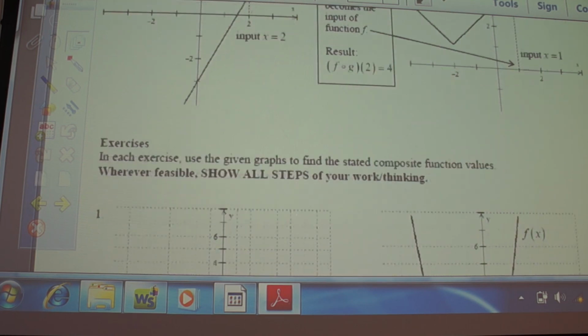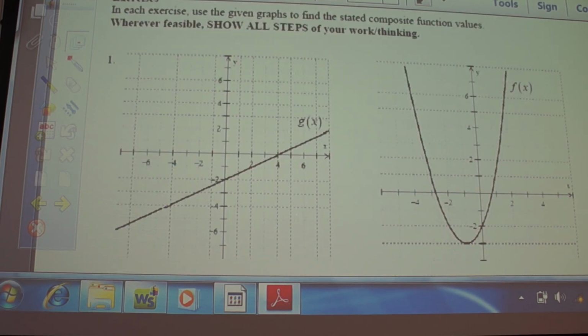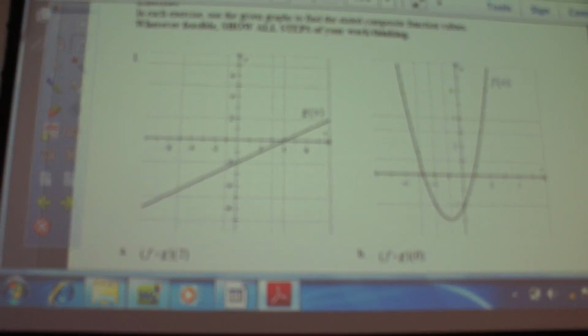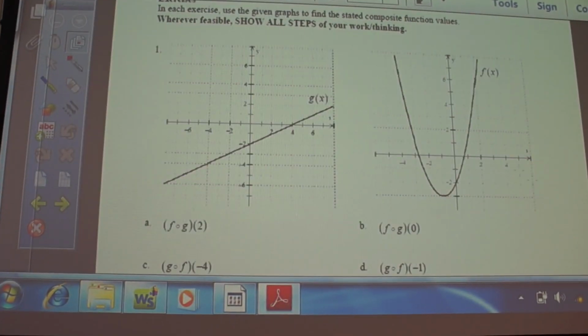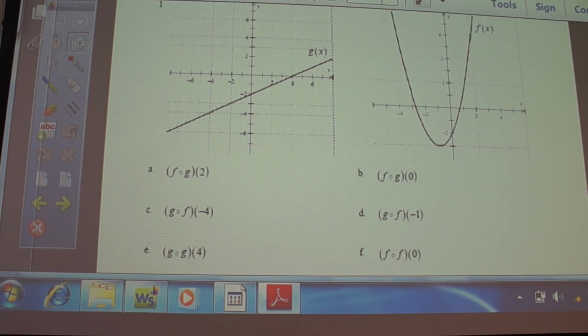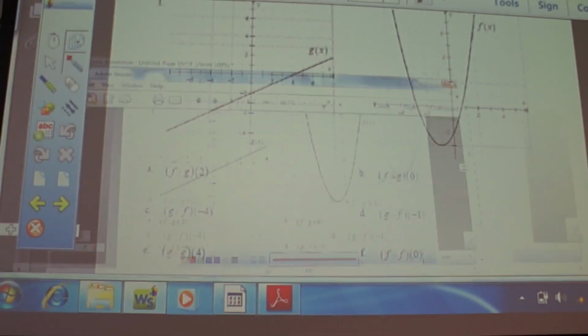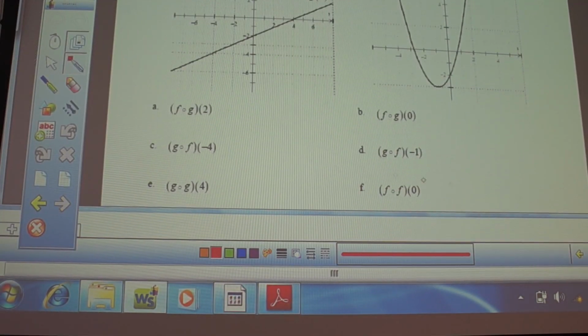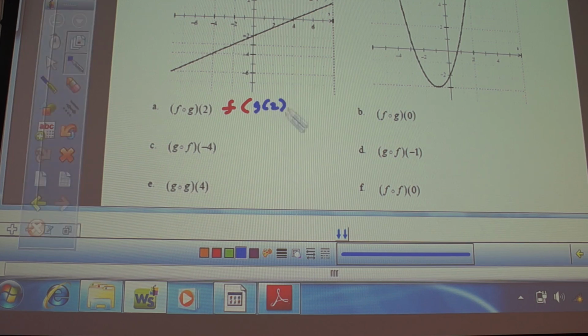So now we're going to do some more. Yeah, it means you put it into g twice. You put it into itself. So I'll do the first one with you, make sure we're good here. F of g of 2. This is the same thing as f of g of 2. So first I need to find g of 2.